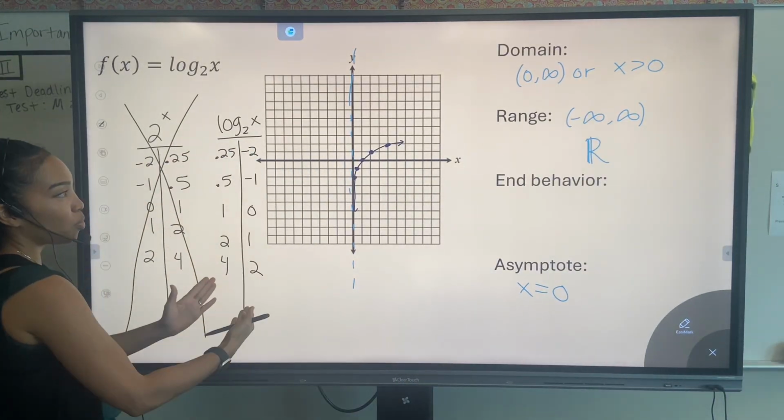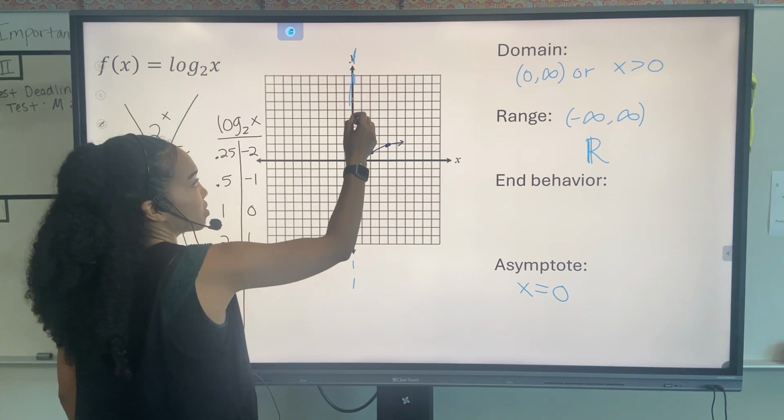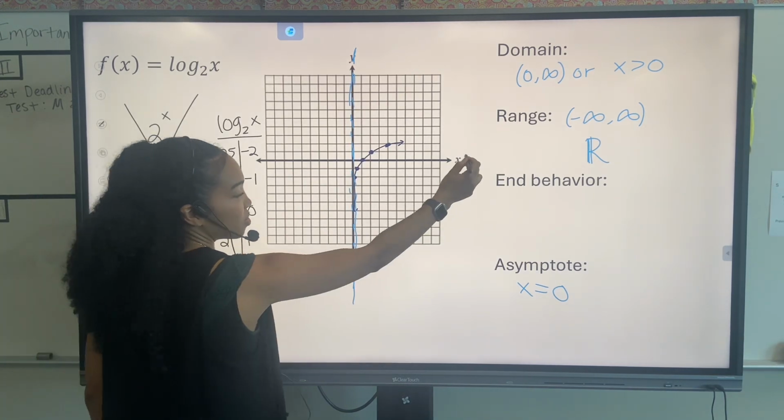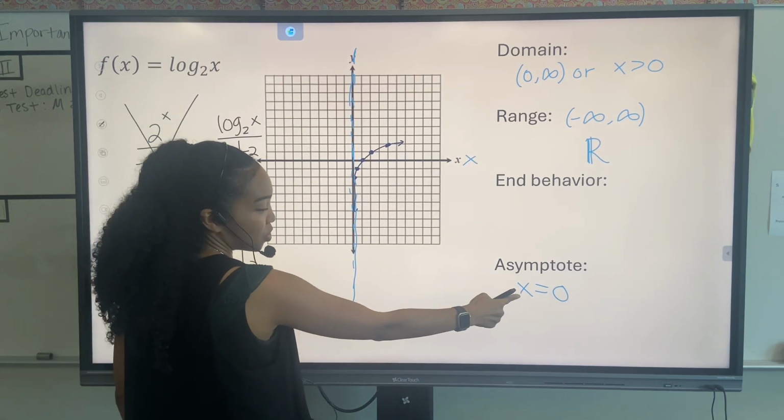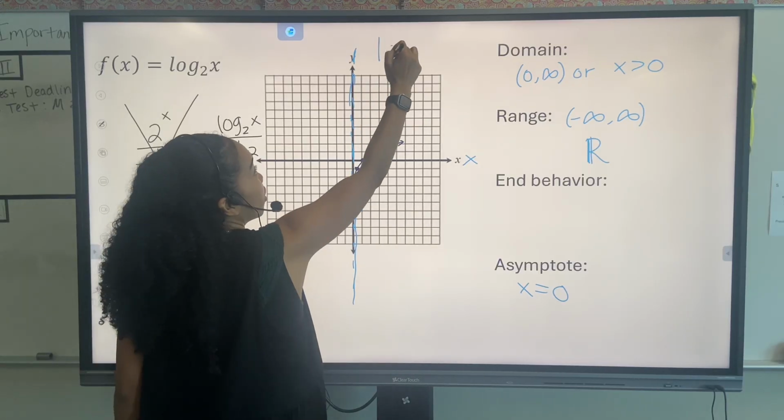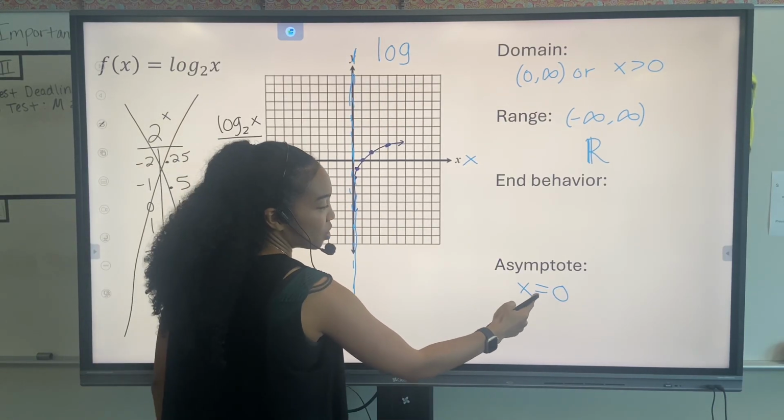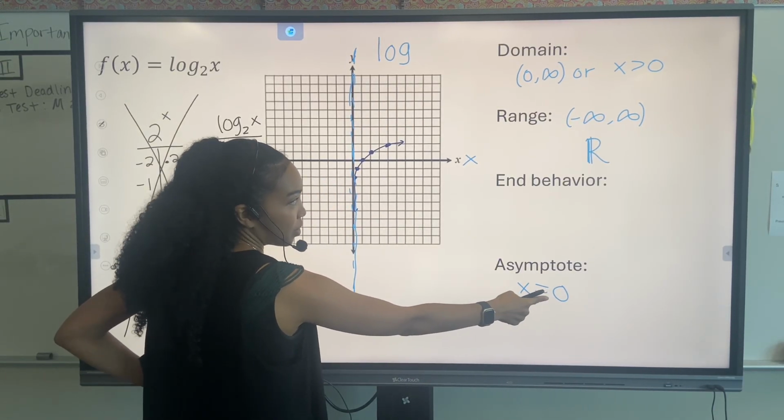We graphed our points. Here it is, and I drew my asymptote right here. The asymptote crosses the x-axis at 0, so it's x equals 0. For a log, your asymptote is always going to be x equals and then the number.